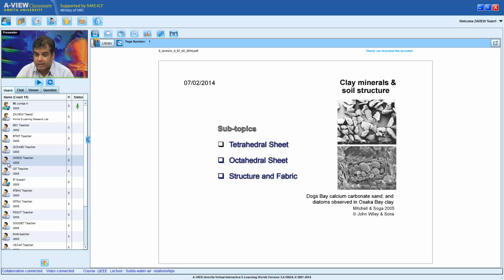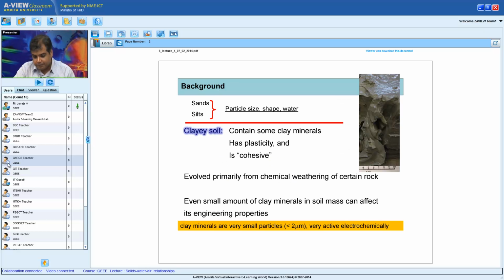So the tetrahedral and octahedral sheet is a basic fundamental sheet of which all the clay minerals are made. These two are important for us. We'll also look at the difference between a structure and fabric, a term which has come up in the last 2 or 3 decades. The difference between structure and fabric of a clay. Let's move on to the next slide, please.